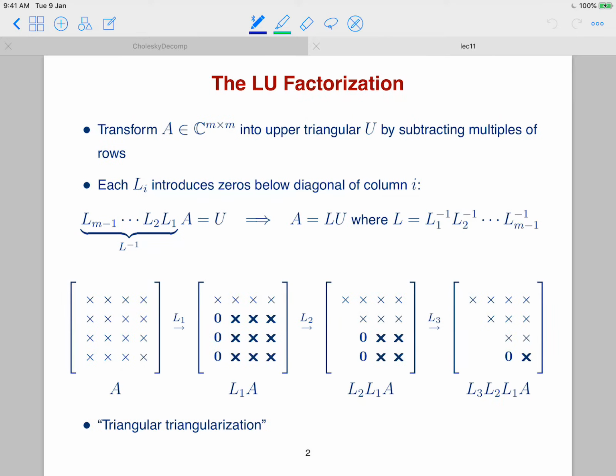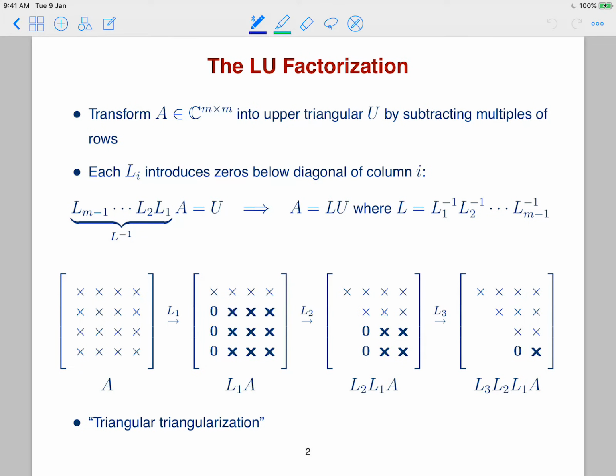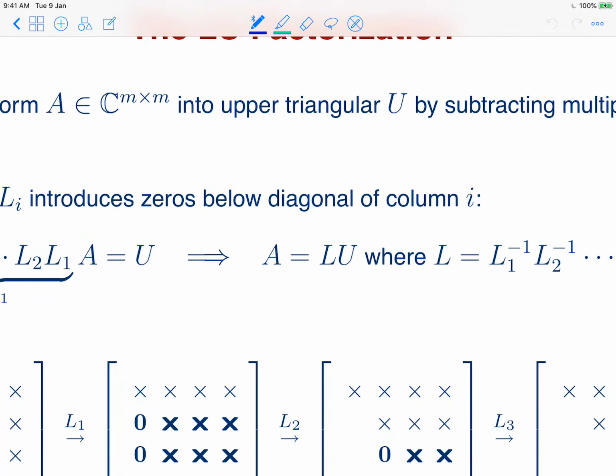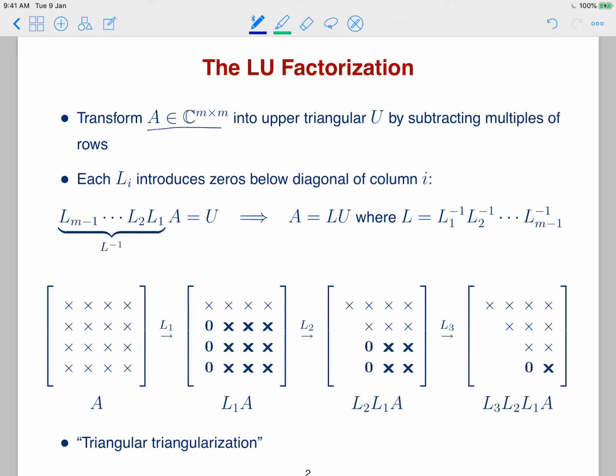So let's study this LU factorization, and I think you guys know about it. We basically consider, for example, this square matrix. I believe this LU factorization can be defined for a rectangular matrix, but I may be wrong. It is not that important.